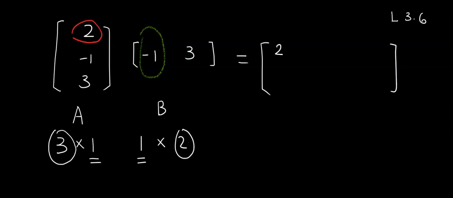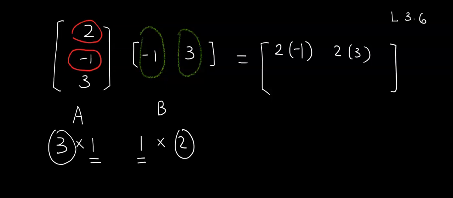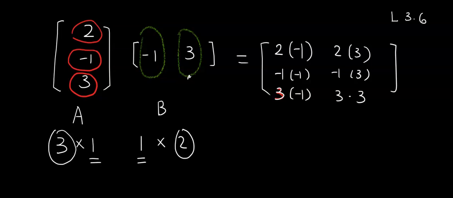And our first one would be 2 times negative 1. You finish the first vertical, you're going to do the second vertical. So the second one is 2 times 3. And then you're going to do the second row, which is negative 1 times negative 1. Then you go to negative 1 times 3. Then you go to the third row. You're going to do 3 times negative 1. And then you do 3 times 3.